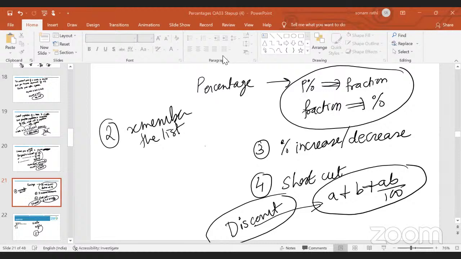There will be no calculator allowed in the exam. That's why I'm telling you that you have to learn how to do the calculation fast. That's why it is very important to remember fractional values. In the next class, we are going to discuss the second thing.